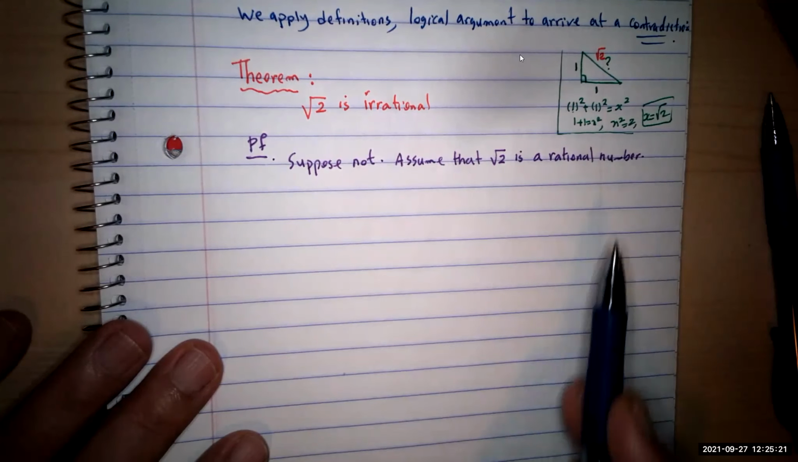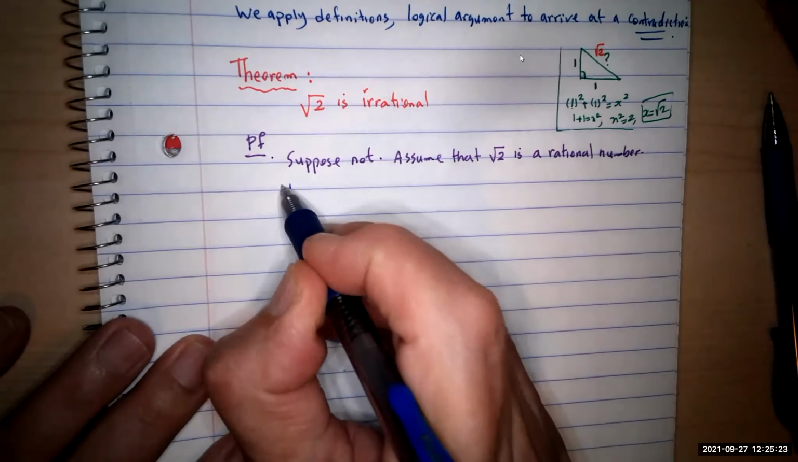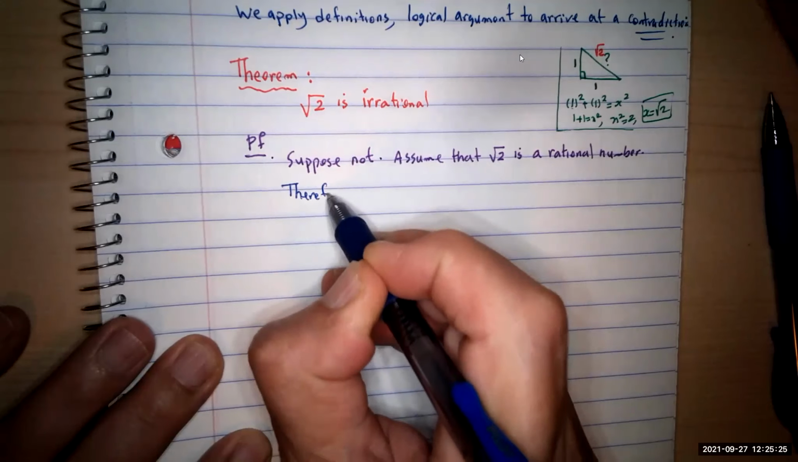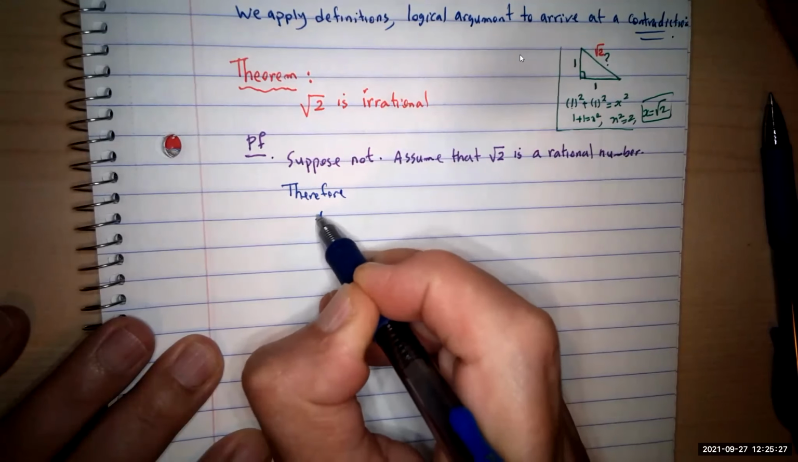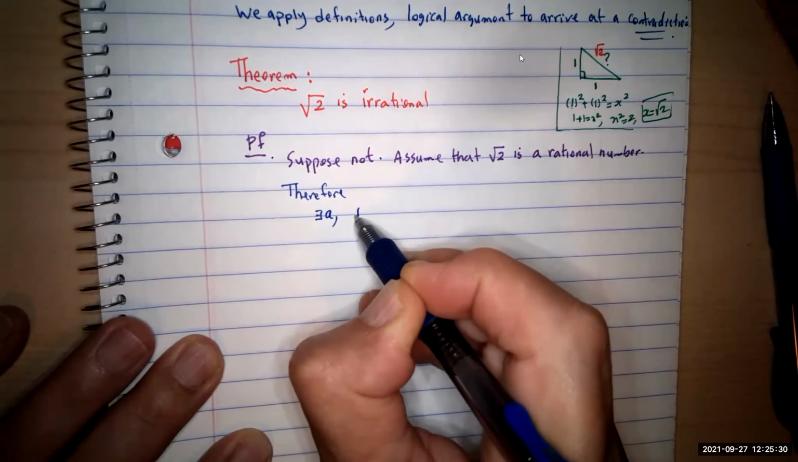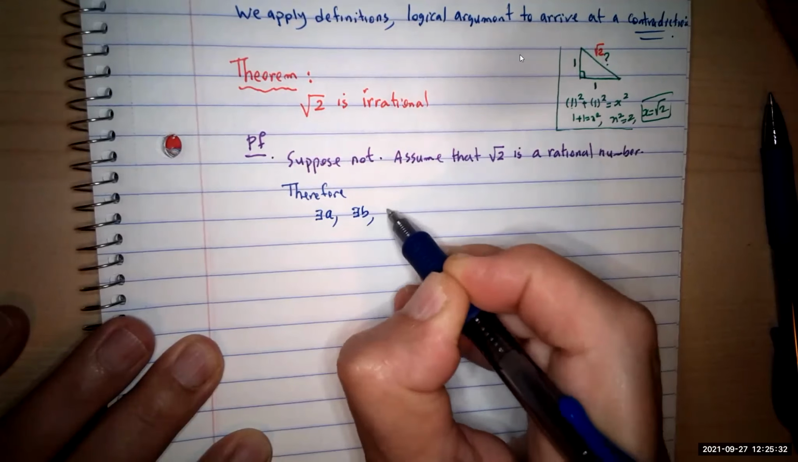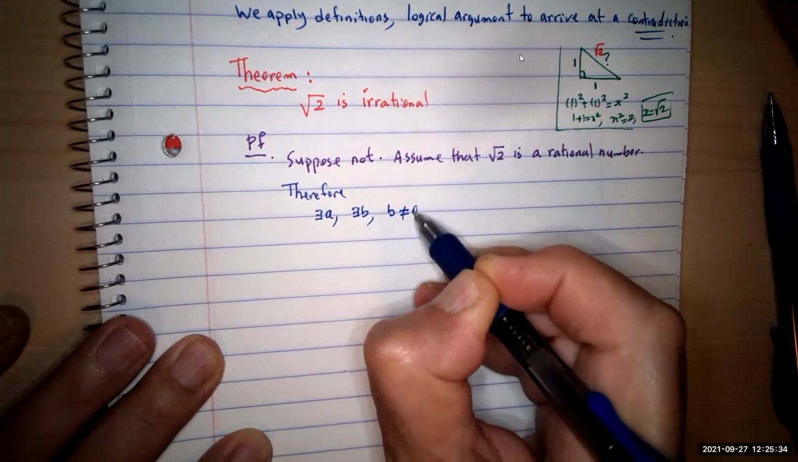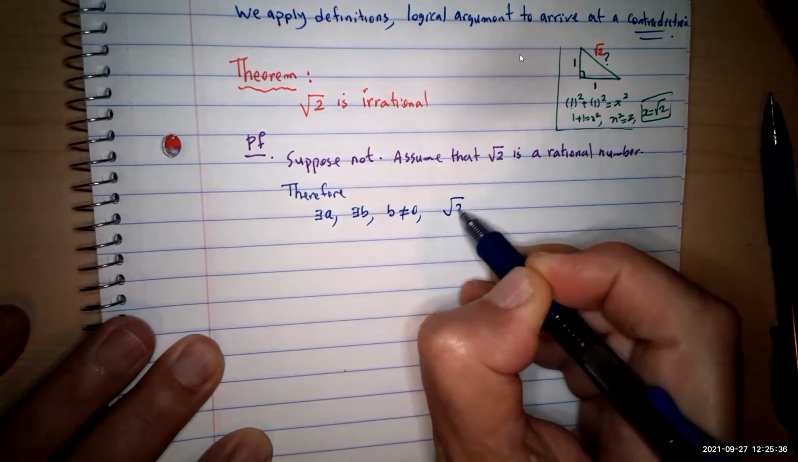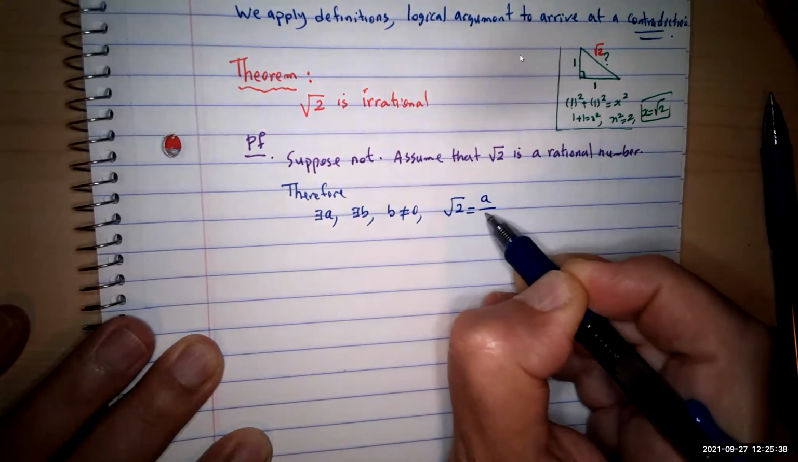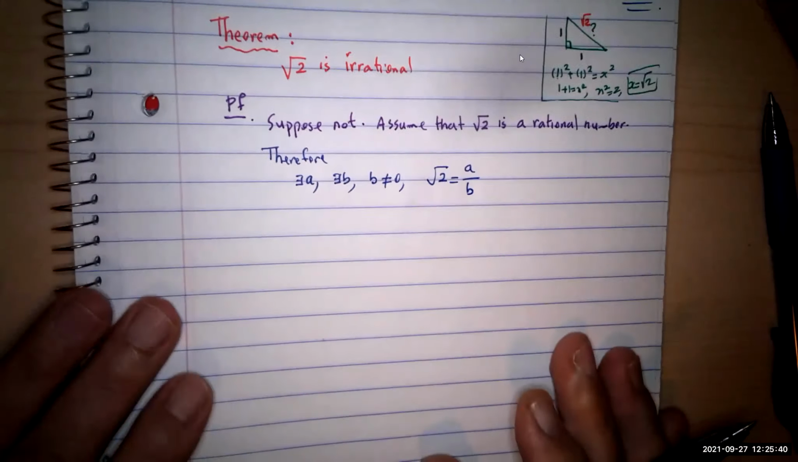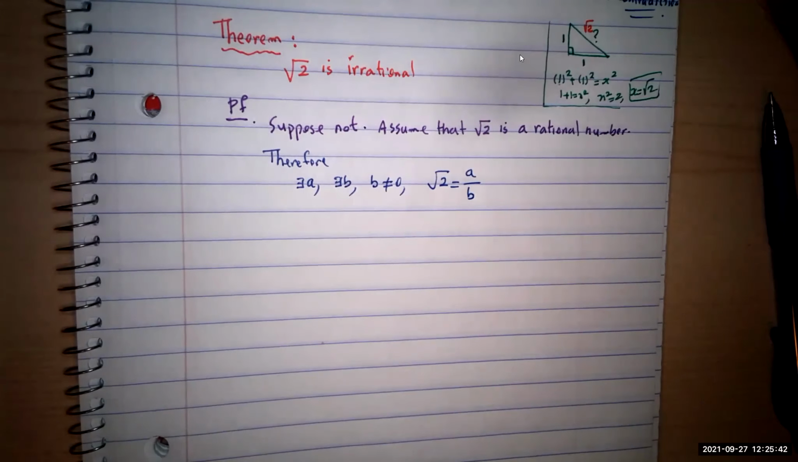So what's the definition of a rational number? Remember? Therefore, there is an a and there is a b with the condition that b is not equal to 0, and radical 2 is equal to a over b. That's the definition of a rational number. So we try to make a counterexample. Maybe we try to make a contradiction.